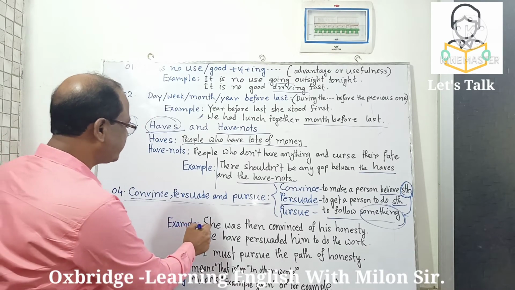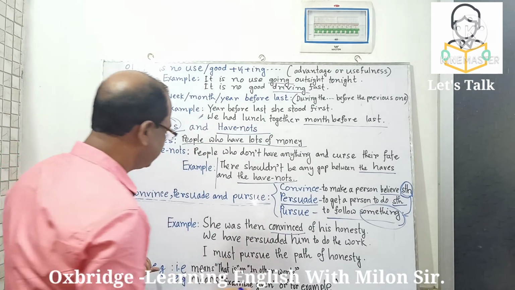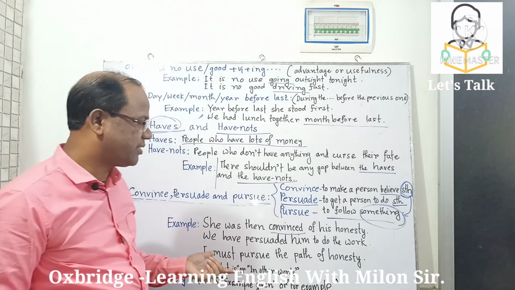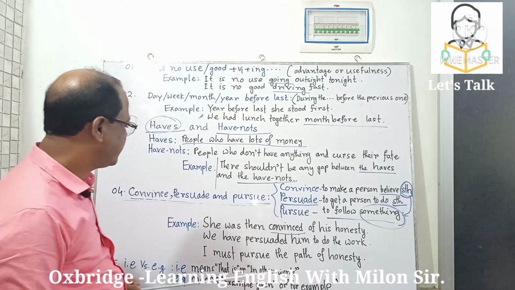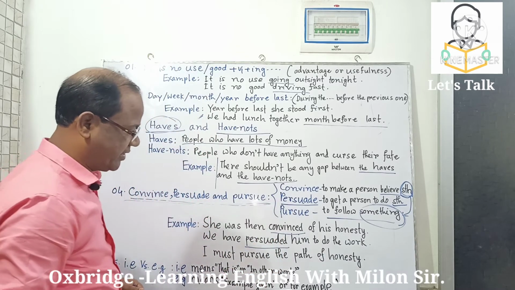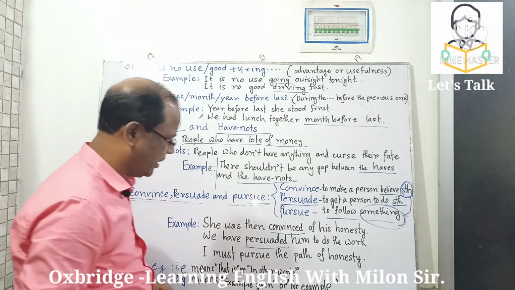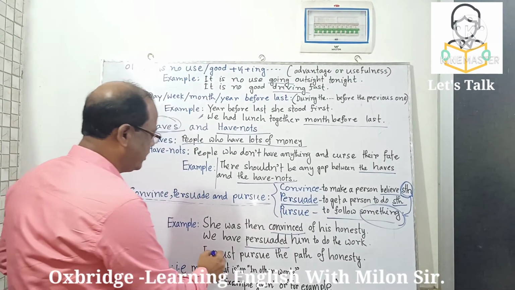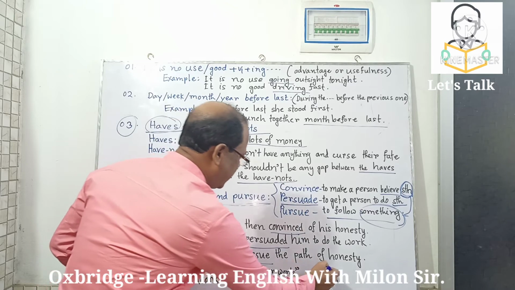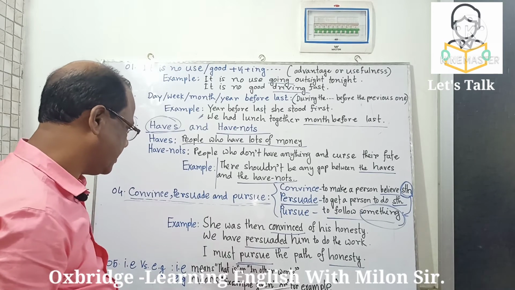The first one, convince. The example is: She was then convinced of his honesty. And our second one, persuade. We have persuaded him to do the work. The third one: I must pursue the path of honesty. We know that honesty is the best policy. This is a well-known proverb, a well-known quotation.